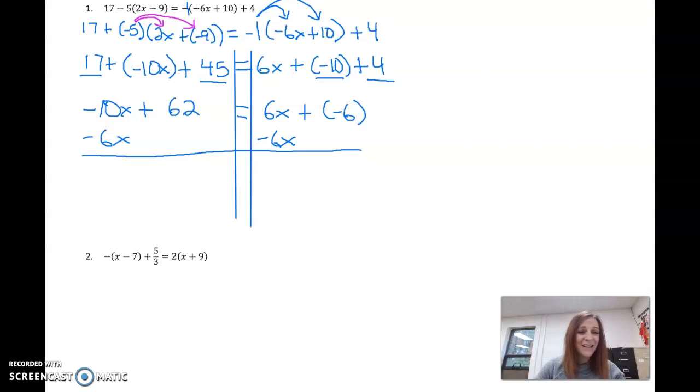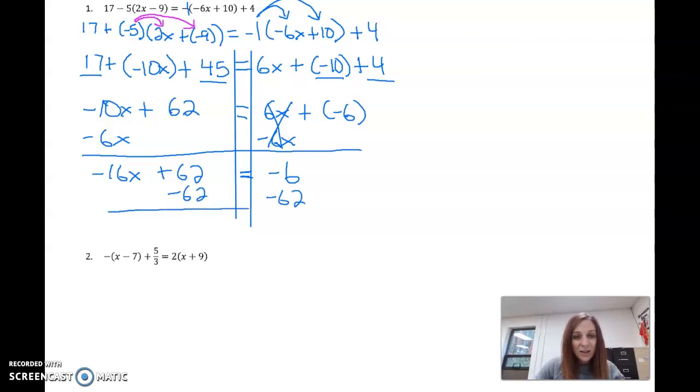So now if I combine negative 10x and negative 6x, I get a negative 16x, adding them together. Both negatives stay negative. And then I bring down my plus 62 equals, that gives me 0, and our negative 62. Now, remember all the practicing we did on two-step equations? We're down to a two-step equation. I'm solving for my x term, so I'm going to get rid of whatever's being added to it. In this case, it's 62, so I'm going to subtract 62. Whatever I do to one side, I do to the other.